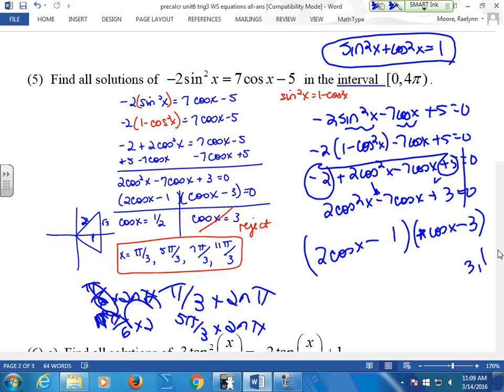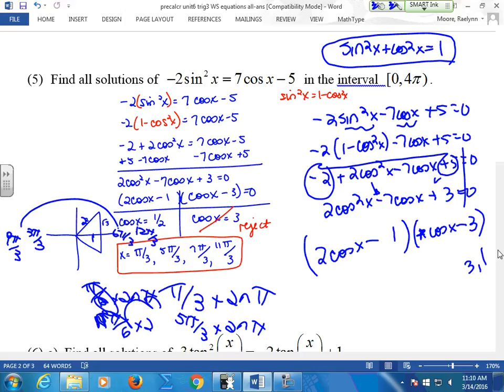But since we just had to do this, keep your pattern going. 6 goes in here 3 times. So this is 3 pi over 3. This is 6 pi over 3. If I add 3 more, what is this one? From 6, 6 and 3 is what? 9. If I add 3 more, this is 12.